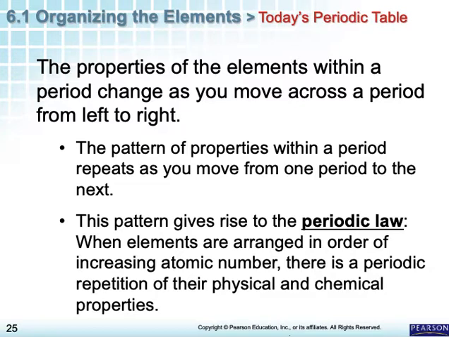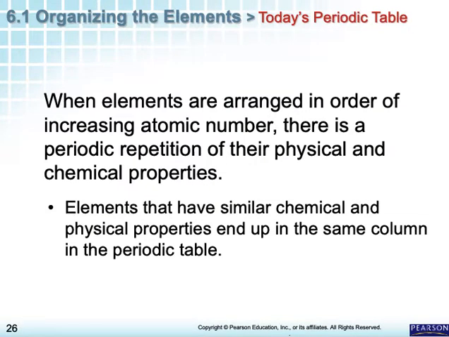This pattern gives rise to the periodic law. When elements are arranged in order of increasing atomic number, there is a periodic repetition of their physical and chemical properties. I just said that. Why do you think I repeated it? Yes, it is important. Elements with similar chemical and physical properties end up in the same column in our modern periodic table.